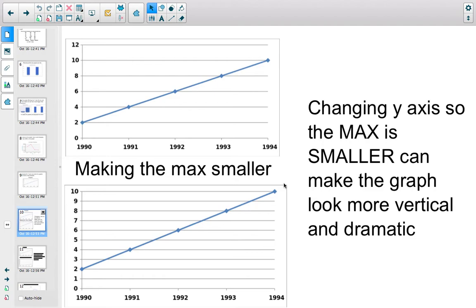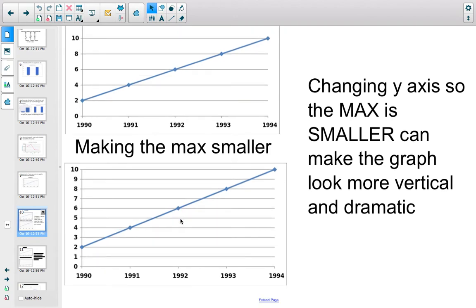It looks a little bit taller. It looks like it's growing faster, while this one doesn't look like it's growing as fast. This one looks steeper. This one looks like it's going up more. And so you could say, oh, let's say we're talking about money, and this is in the millions, from 2 million to 10 million. But if you shrink it down, it looks like it's growing so much quicker. It looks like you're getting more profit or whatever you're measuring here. So you can make something look like it's growing faster if you shrink the maximum on the y-axis.